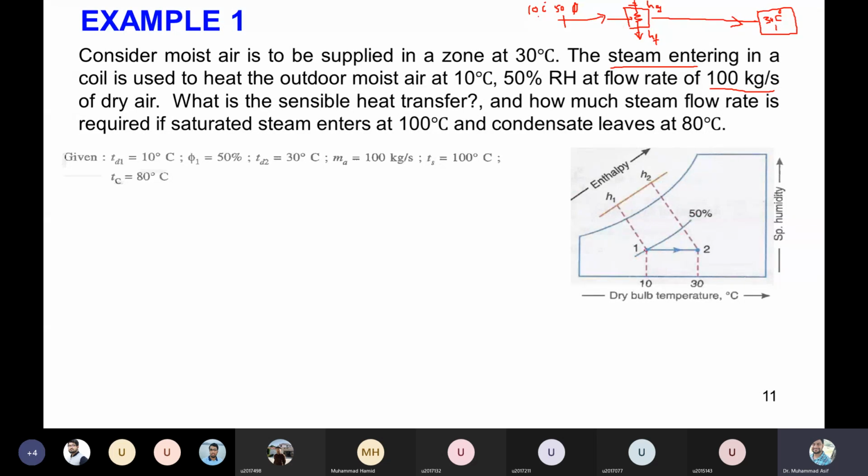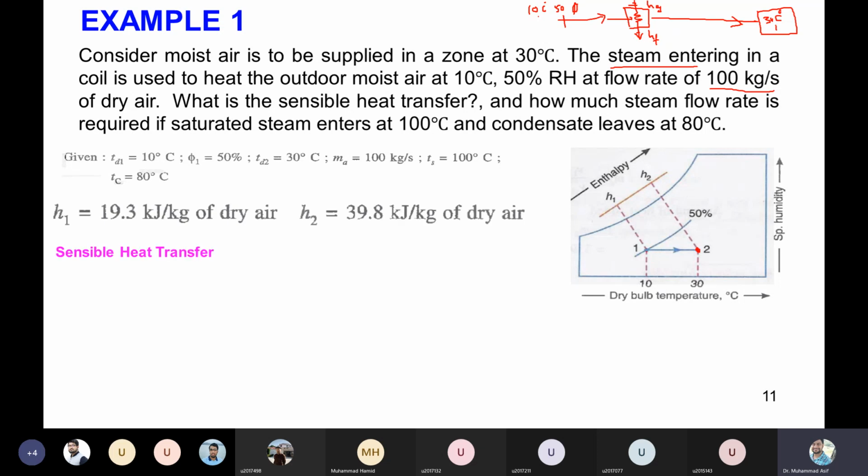But we know that this is simple heating, so there is a horizontal line. The zone temperature that we have to maintain is 30 degrees C, so it cuts here, and we can also locate point 2. Simply, in order to calculate the sensible heat, it is the difference H2 minus H1. If you can calculate the mass of the dry air, you multiply, and that will be the total sensible heat. H1 we can read and H2 we can read. So sensible heat transfer is simply Ma times (H2 minus H1), and the mass of the dry air is already given, which is 100 kg per second of the dry air.